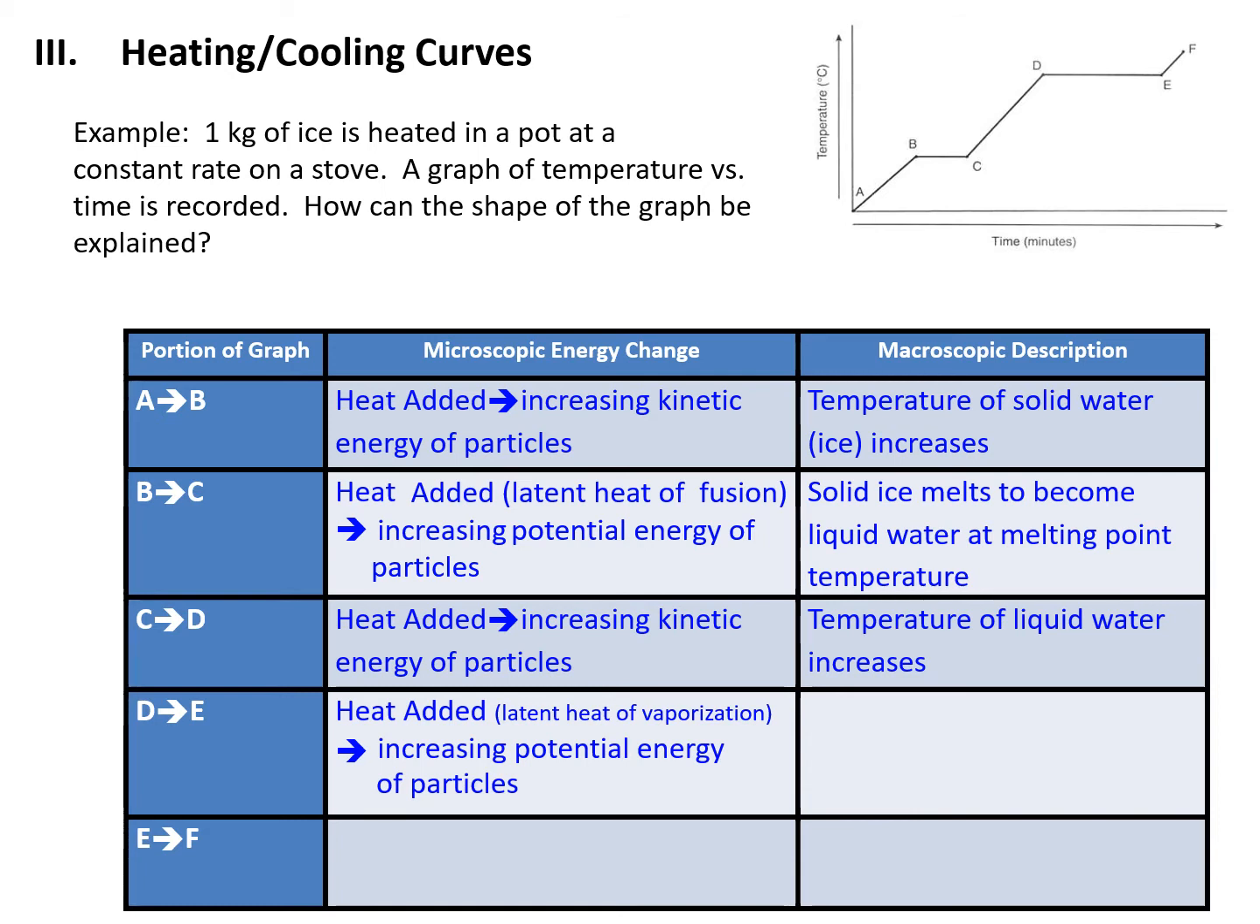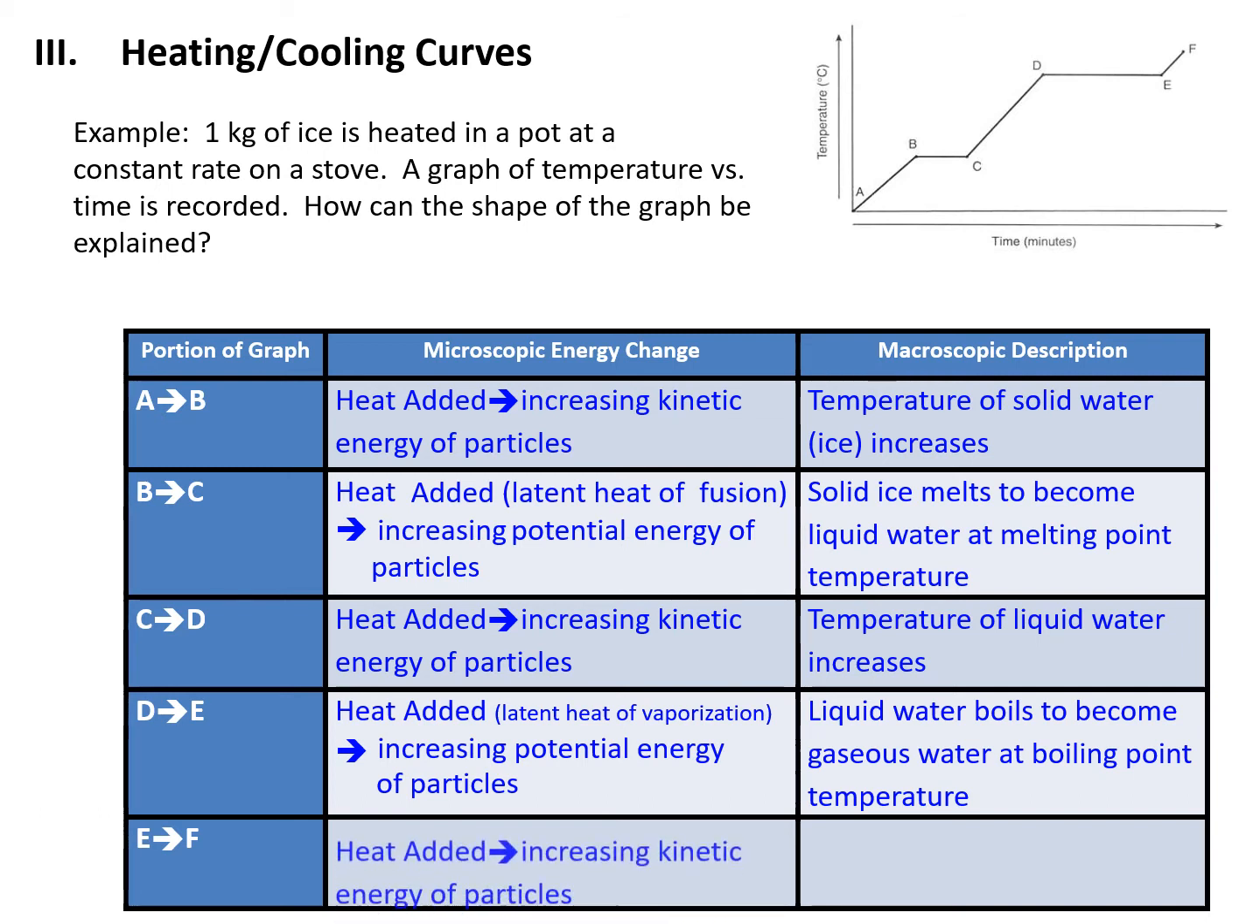Once again, it's going to be increasing the potential energy of the particles. This is what we call the latent heat of vaporization. As we'll define in the next slide, it's the amount of energy that we need to add to convert our liquid molecules into gaseous molecules. And we said this is associated with a phase change. The liquid water boils to become gaseous water at the boiling point temperature. It takes energy to do that. We've got to move those particles further apart.